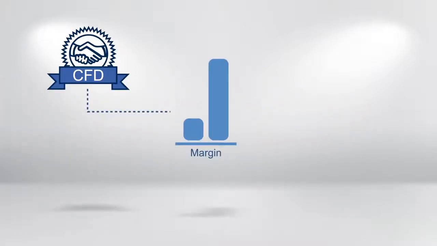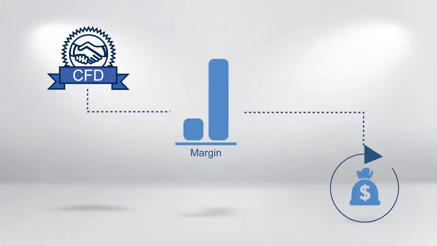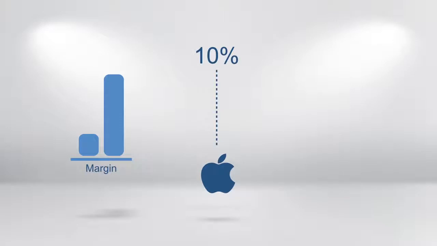For example, CFDs are traded on margin. You only have to put up collateral. This means you can leverage your capital. The amount of margin required varies and is defined by your provider. But if it's 10%, typical for large companies like Apple, then that is the equivalent to 10 times leverage.